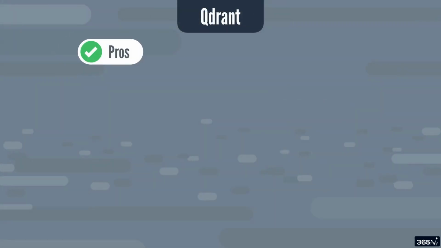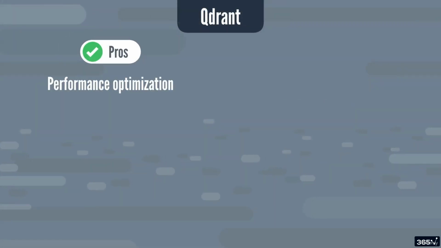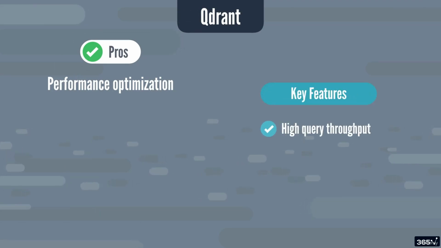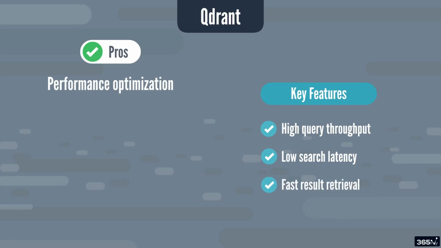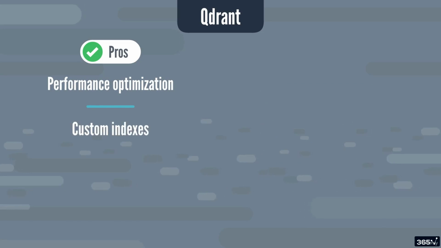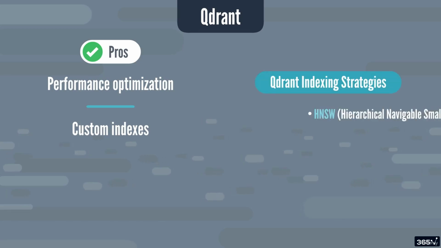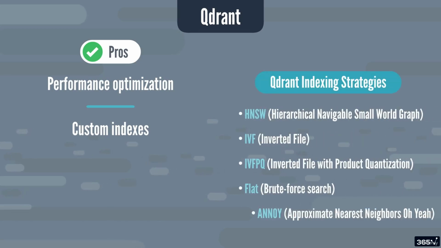A key strength of the database is performance optimization. It focuses on high throughput, handling numerous queries per second, and low latency in vector searches, significantly reducing the time to obtain results. Additionally, Qdrant allows custom indexes to be created that are tailored to specific data characteristics. This means that users can choose from or combine different indexing strategies to fine-tune the database and enhance search performance.